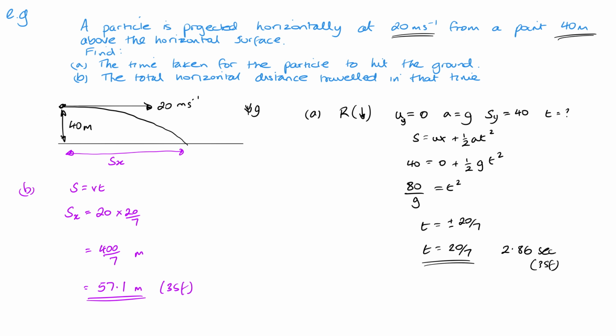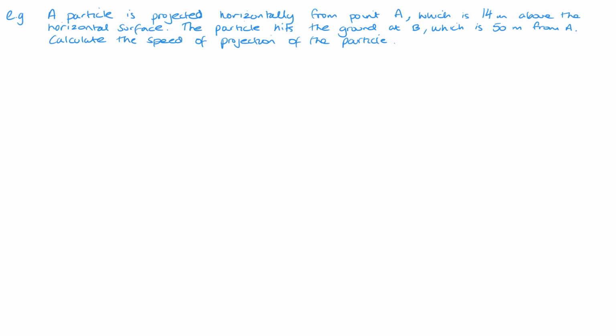Let's look at another one, which varies a little bit, but essentially it's along the same lines, just looking at the horizontal and the vertical components differently. Now, in this problem, you can see a particle projected from point a, which is 14 meters above the horizontal, hits the ground at point b, which is 50 meters from a. Calculate the speed of projection of the particle. So let's start with a little diagram.